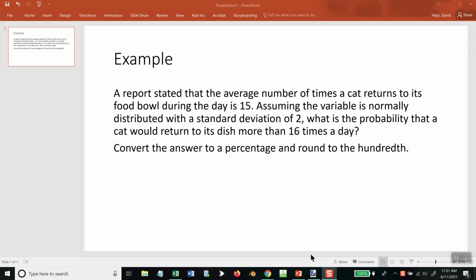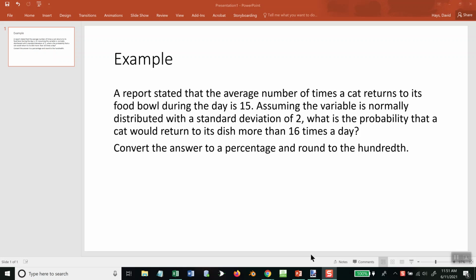Okay, a report stated that the average number of times a cat returns to its food bowl during the day is 15. So the average is 15. Assume the variable is normally distributed with standard deviation 2. What is the probability a cat would return to his dish more than 16 times a day?